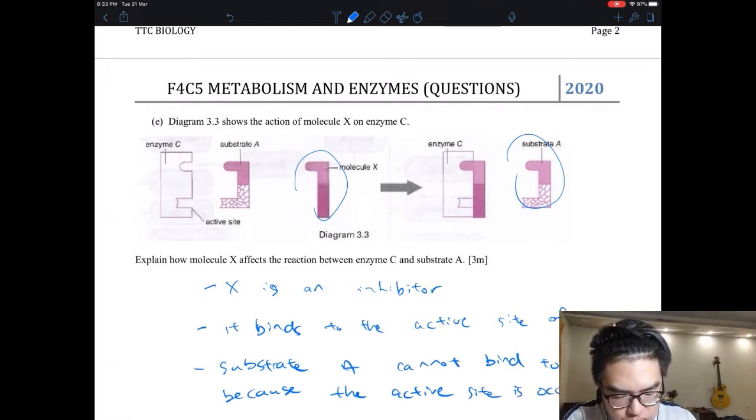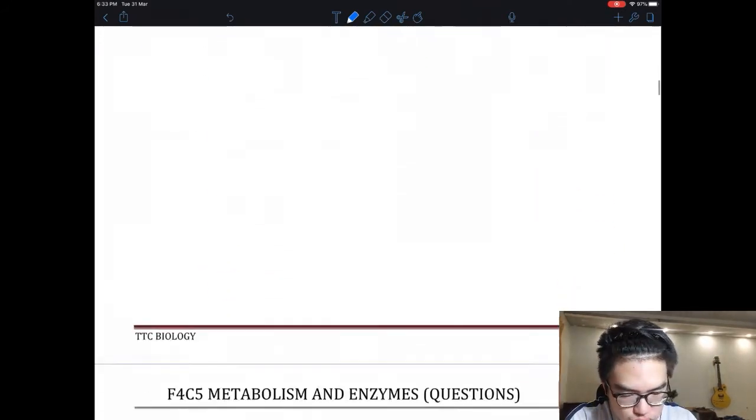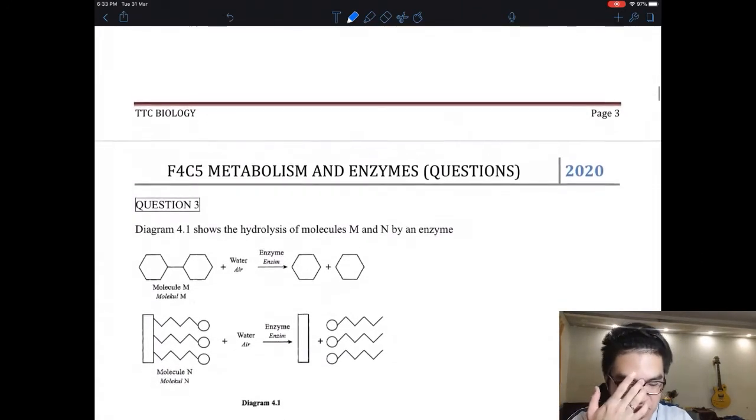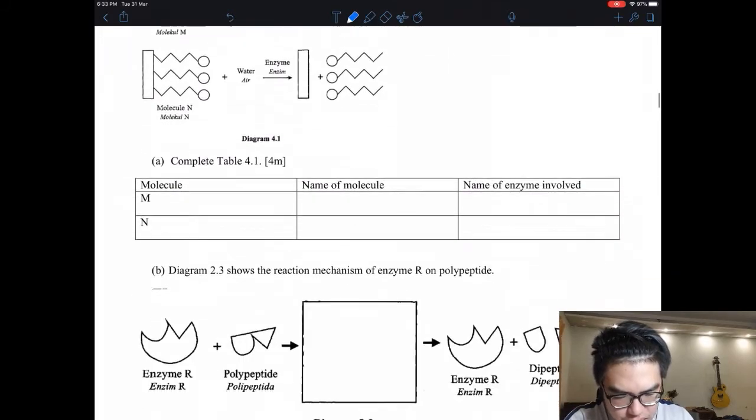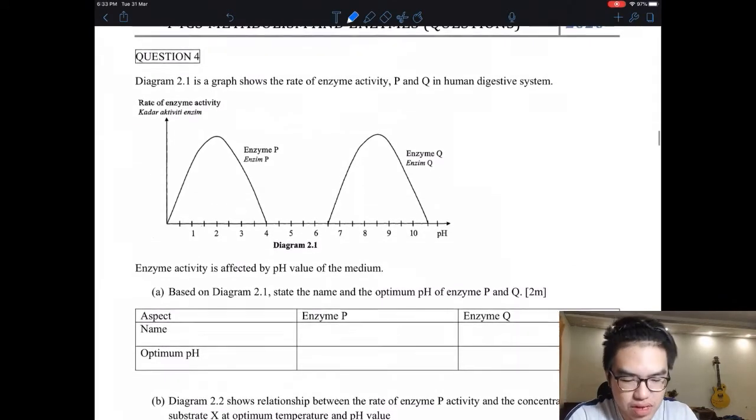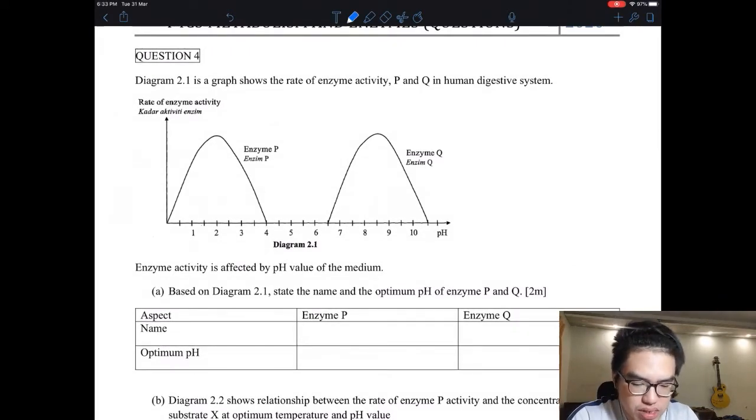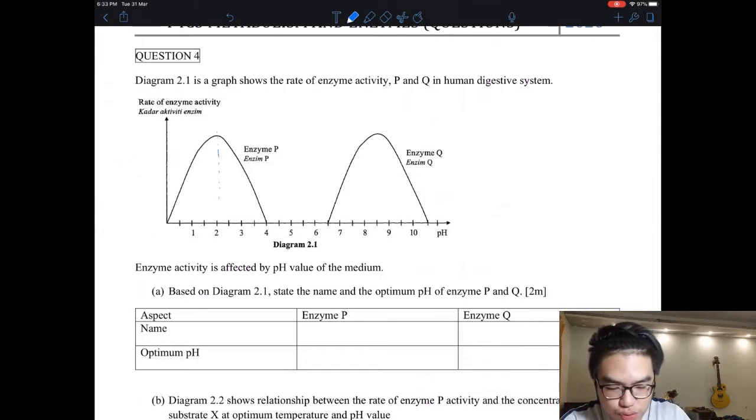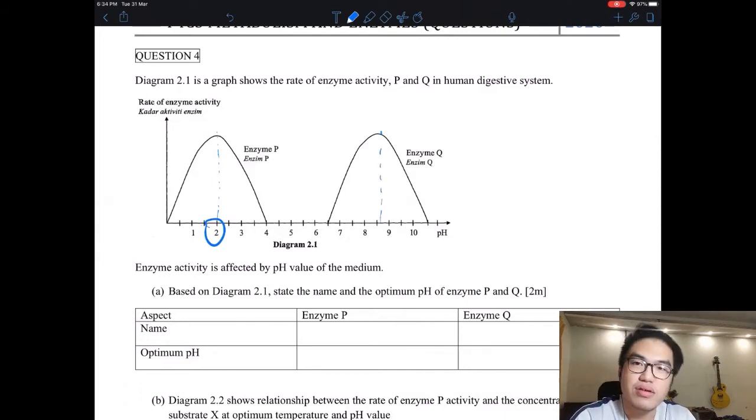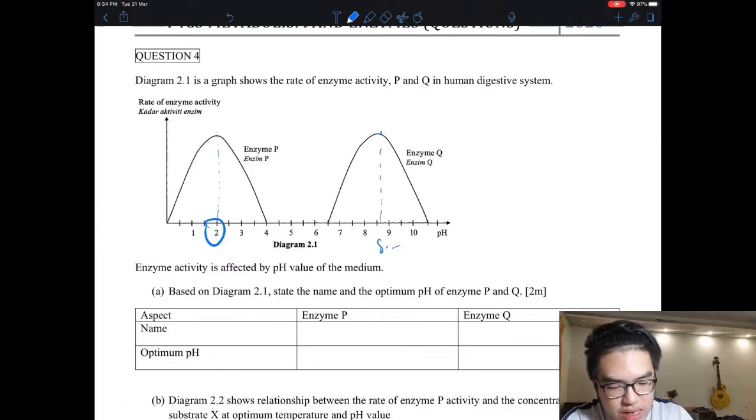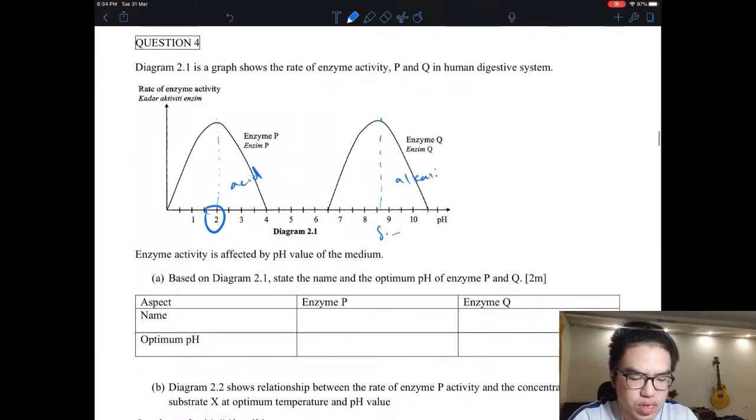Shall we look at the next question? Question 3 is almost the same, so let's skip ahead. Let's look at question 4. The graph, just remember this. There are two enzymes here, enzyme P and Q. Can you see the optimum pH for P is around 2, while the optimum for Q is around 8 point something. So basically this is alkaline, this is acid. This is pH, you should have learned this in form 2.